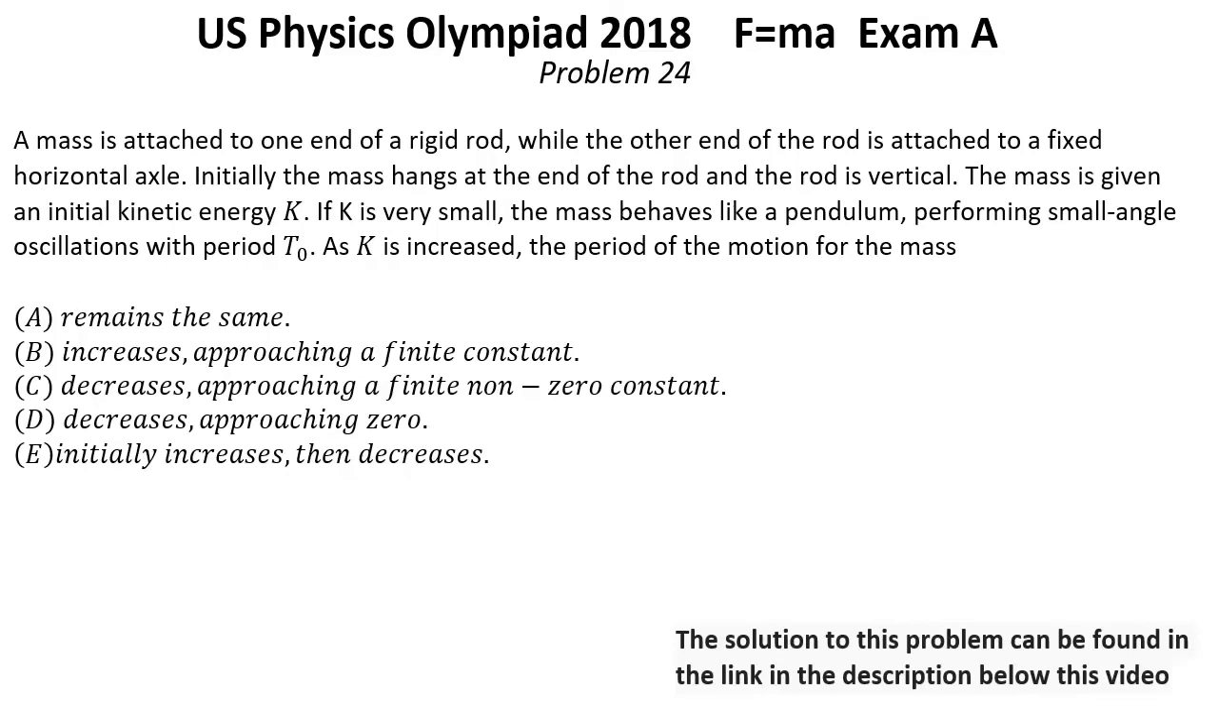Problem number 24. A mass is attached to one end of a rigid rod, while the other end of the rod is attached to a fixed horizontal axle. Initially, the mass hangs at the end of the rod and the rod is vertical. The mass is given an initial kinetic energy k. If k is very small, the mass behaves like a pendulum, performing small angle oscillations with a period t0. As k is increased, the period of the motion for the mass.